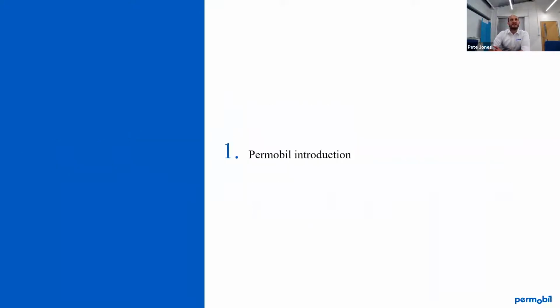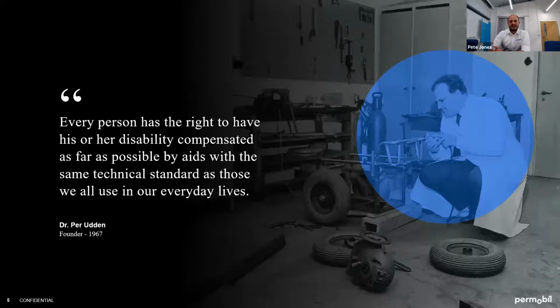So first off, just a very brief introduction to Permobil. The gentleman on the screen here is Dr. Per Uden, who was the founder of Permobil back in 1967. He founded the company with the purpose to make the lives of people living with disabilities easier and more enriching. At Permobil, we work tirelessly to make this happen, no matter if you are designing a wheelchair, testing seating cushions, or supporting the therapist. This commitment drove our founders to pursue their dreams of providing a better life for the physically challenged. It now drives us to push the boundaries of design and technology in pursuit of innovations that help improve the quality of life for our users.